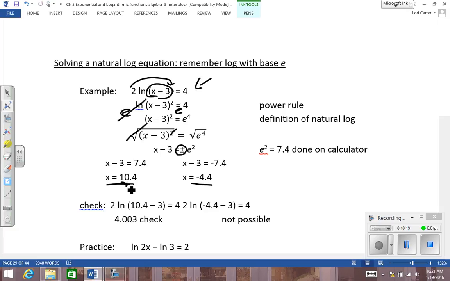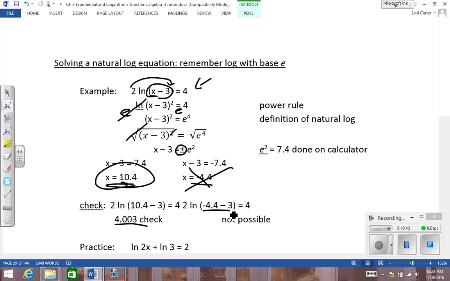So this one's over 3. Which one's going to work? 10.4. 10.4 is going to be a solution. That one is not. So now you take the 10.4, you plug it in for your x, and it works. You get 4.03. Close enough. You plug in the negative 4.4, it's going to give you a domain error. You are done. Good? You always have to check.